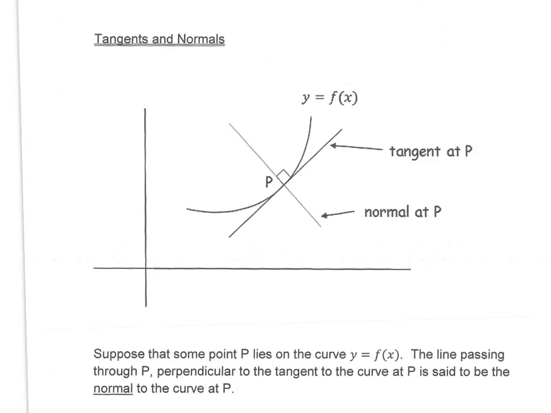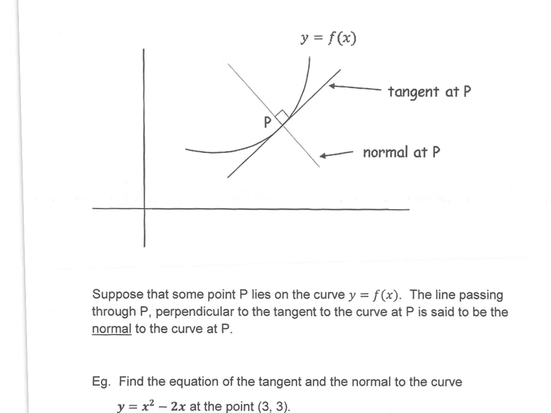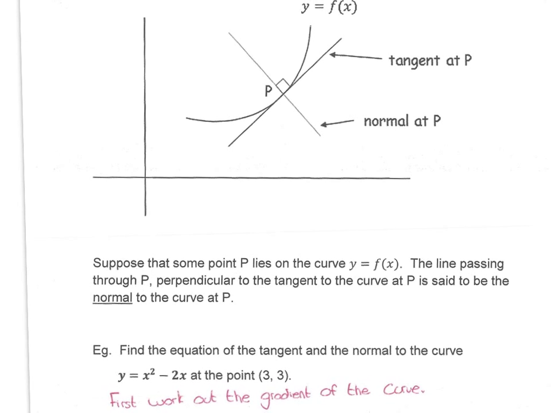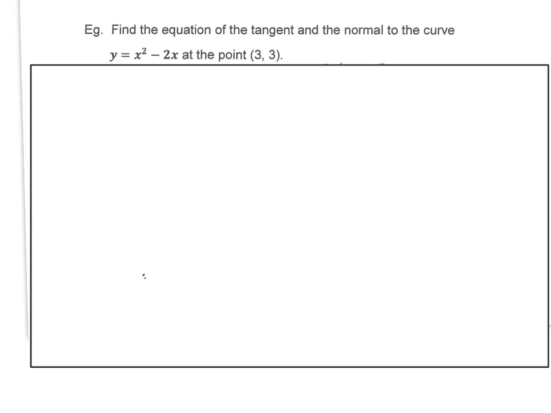So if we can find the gradient of a curve, we can use that information to determine the gradient of a tangent and the gradient of a normal. And remember, tangents and normals are just straight lines, so to find the equation of a straight line, we're back to our key stage 3 maths, or y equals mx plus c. If we have a look at the example then, we'll go through how we put this into practice.